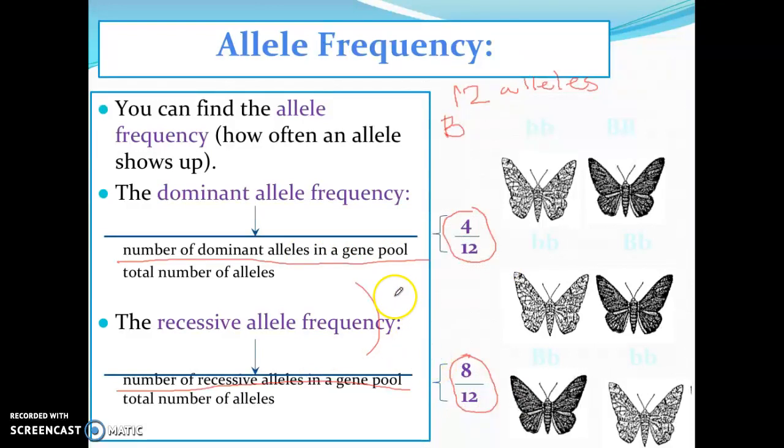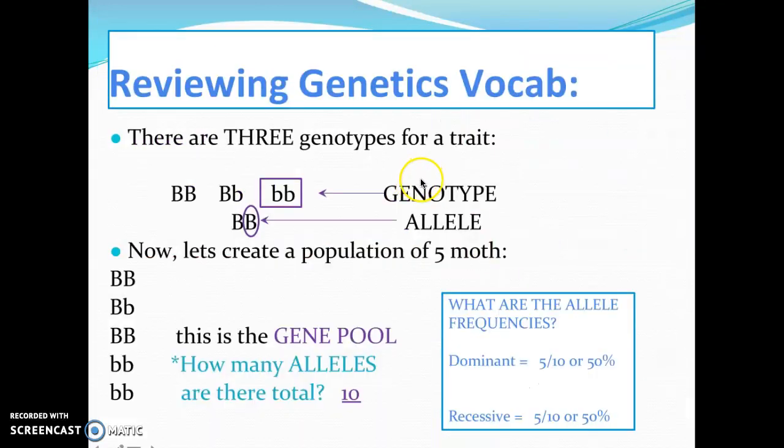All right, so I think I'm going to stop here. But before that, I have a little bit more just to review genetic vocabulary. Just make sure that you understand this. There are three genotypes of a trait. You have these three different ones: homozygous dominant, heterozygous, homozygous recessive. So those determine your genotype, all right? Then just one single letter is your allele.